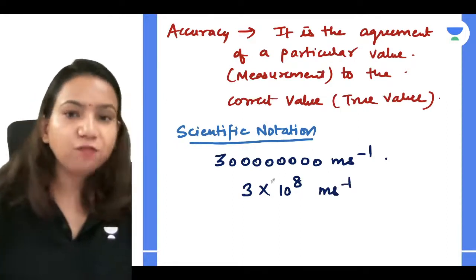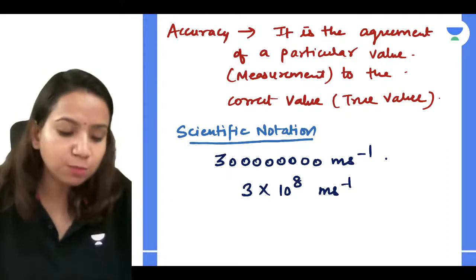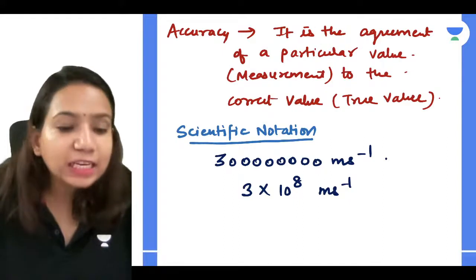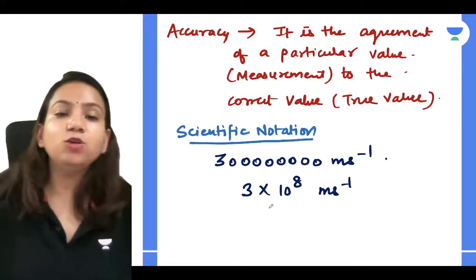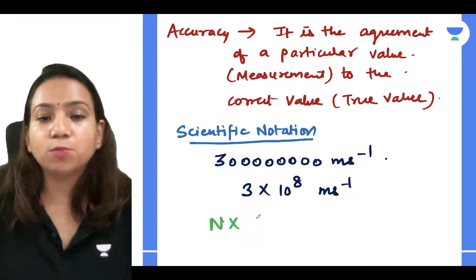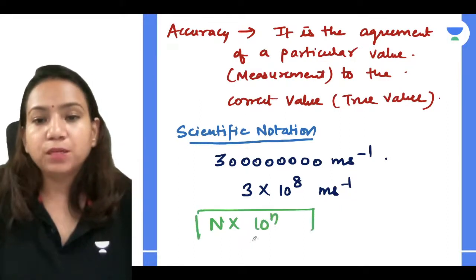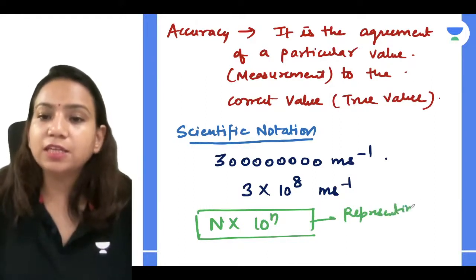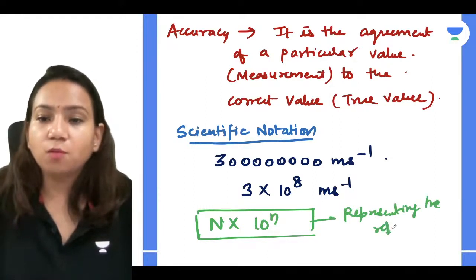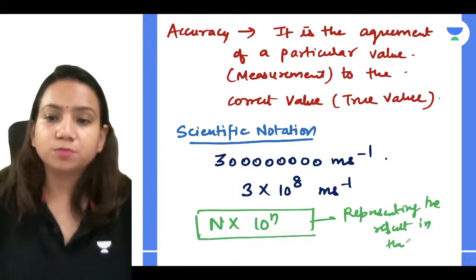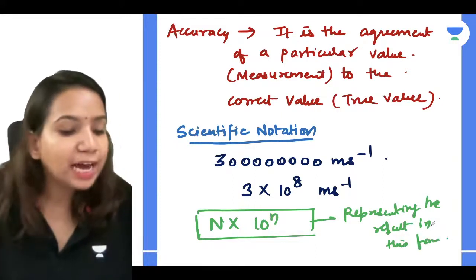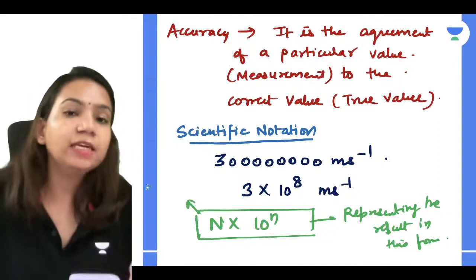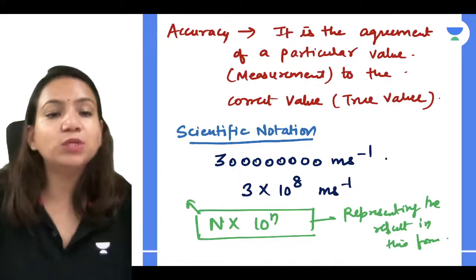Now what is scientific notation? Scientific notation means very simple: to represent any value in the N into 10 to the power n form. Representing the result in this given form. Now what is N? N is the number which can vary from 1 to 9. This N is a number which can vary from 1 to 9.